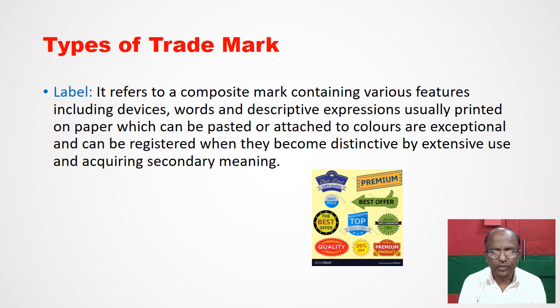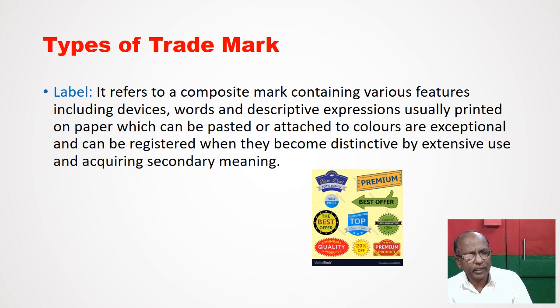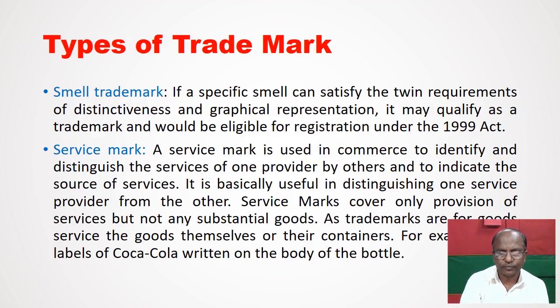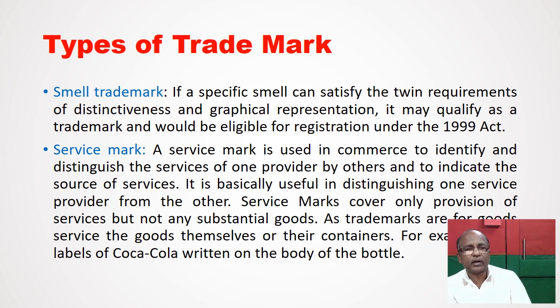Another type of trademark is label. These labels are pasted on the packaging of particular products, or printed on paper. It refers to a composite mark containing various features including devices, words and descriptive expressions, usually printed on paper, which can be pasted or attached. Colors are exceptional and can be registered when they become distinctive by extensive use and acquire a secondary meaning also. Another type of trademark is a smell trademark. If a specific smell can satisfy the twin requirements of distinctiveness and graphical representation, it may qualify as a trademark and would be eligible for registration under the 1999 Act.